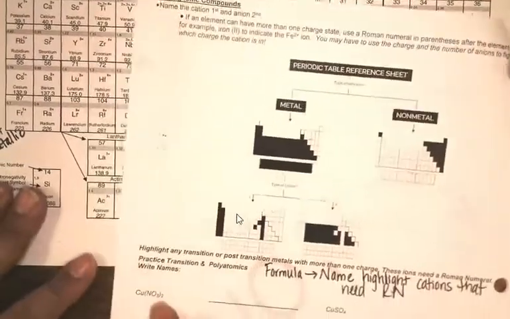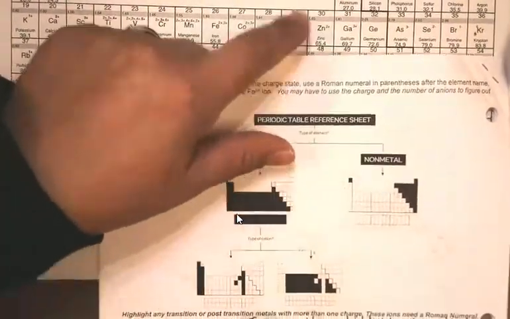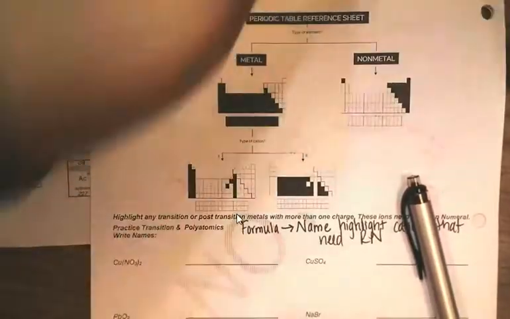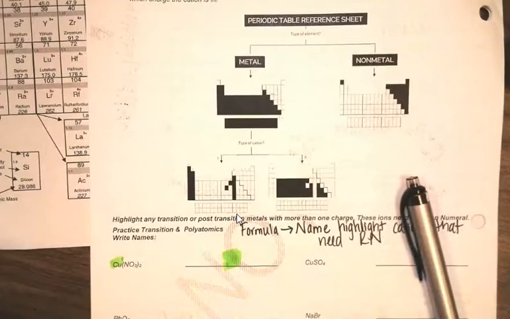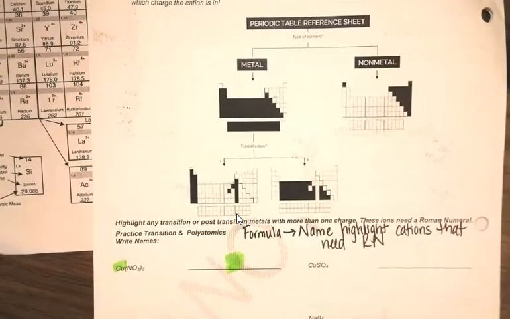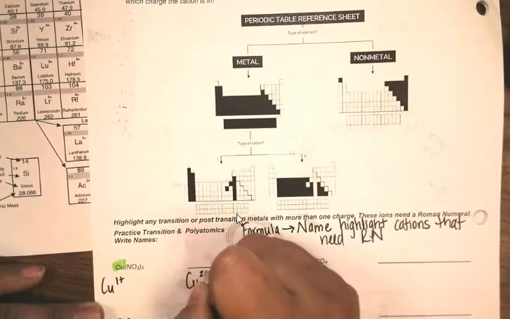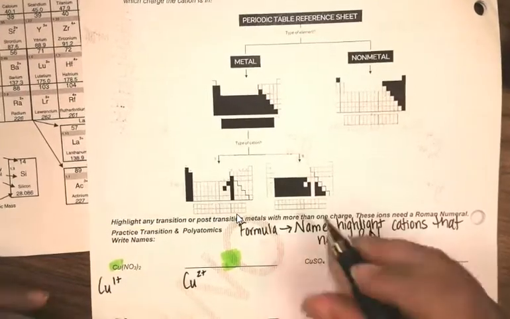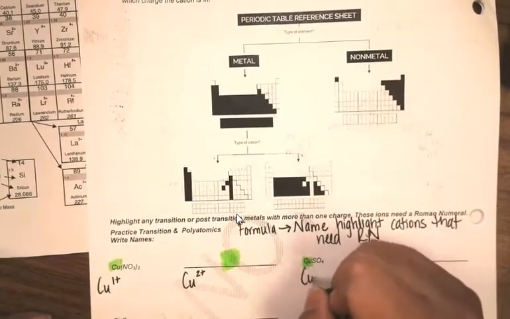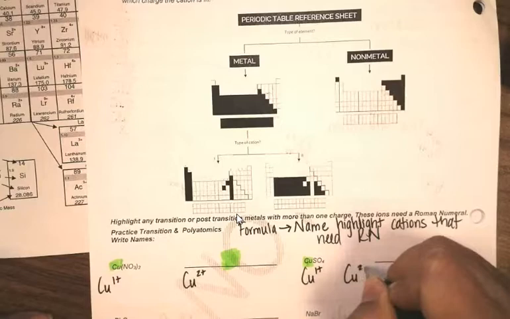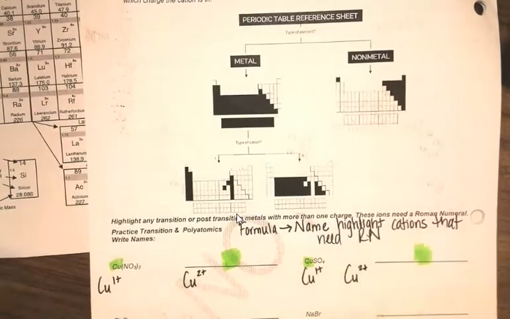So I'm going to look for Cu. Here, Cu. Right here, it can be 1 plus or 2 plus. So that means that I need Roman numerals in the name. So it can be, like we said, Cu 1 plus, or it can be Cu 2 plus, and I have to figure out which one it is. Same thing here, it's another Cu. So it's either Cu 1 plus or Cu 2 plus, and we're going to figure it out, okay? But I have to have Roman numerals.